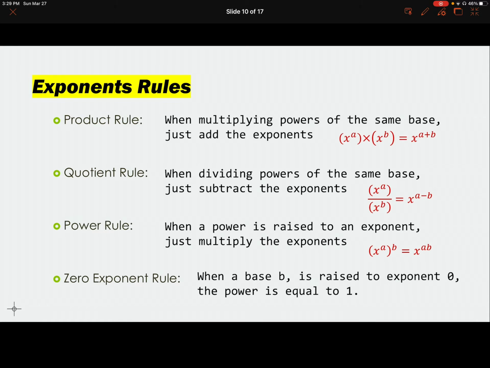Our last rule, which we just learned a few days ago, is the zero exponent rule. So when a base b is raised to exponent 0, the power is equal to 1. Anything raised to the exponent 0 is 1, except for 0. 0 to the 0 is not 1. There's one other exception to all these rules that were mentioned, and that is that x is not 0 for those as well.